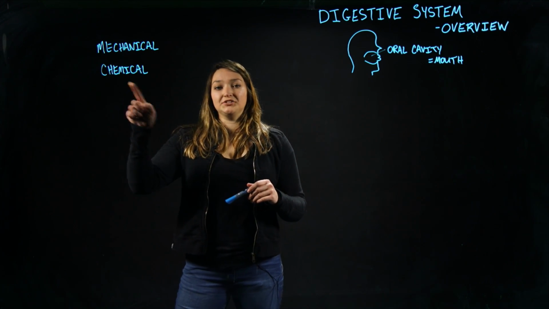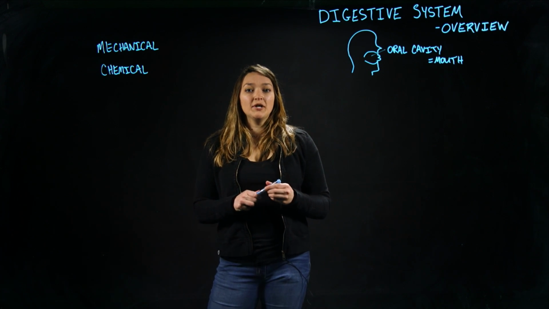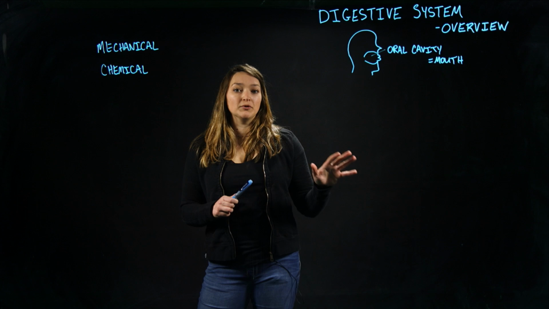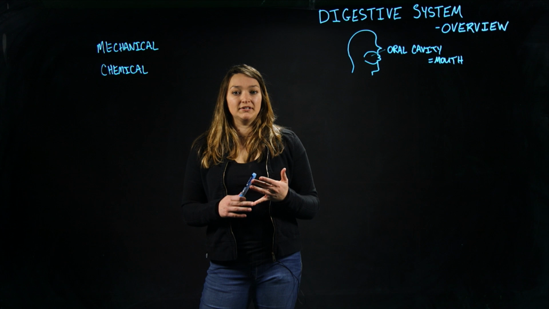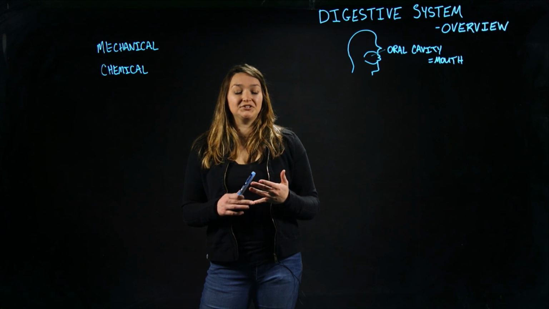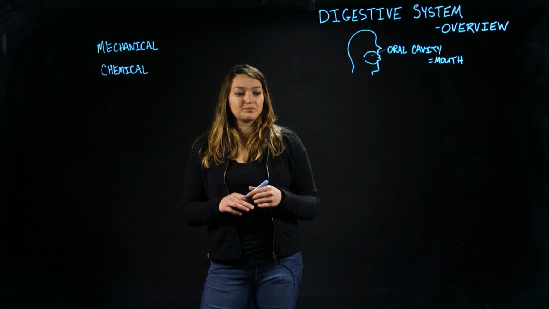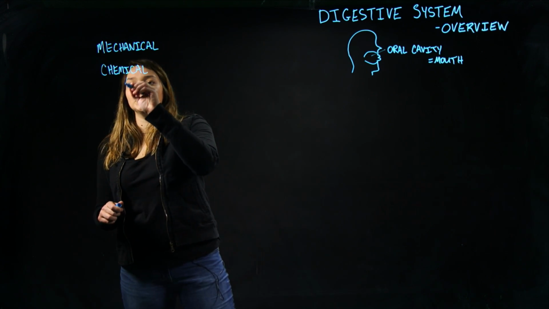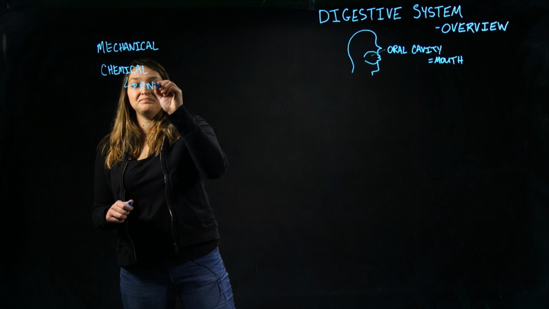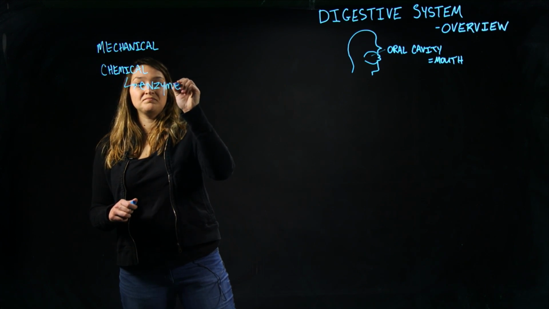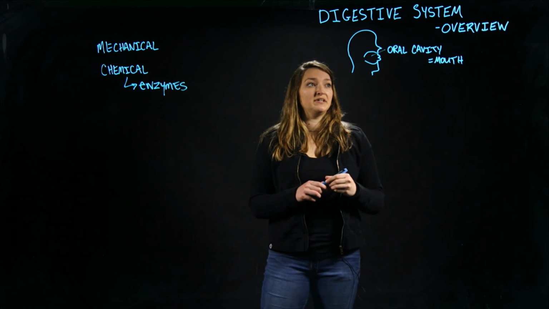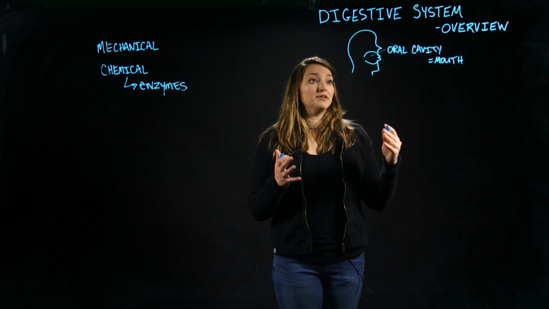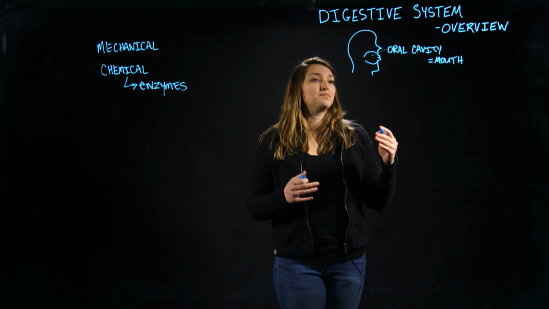Now, chemical digestion does begin in the mouth as well, but becomes much more important in more distal segments of the digestive system. For example, the stomach is heavily involved in chemical digestion, as well as the small intestine. So, chemical digestion, by and large, we mean enzymes breaking down the components of the food.